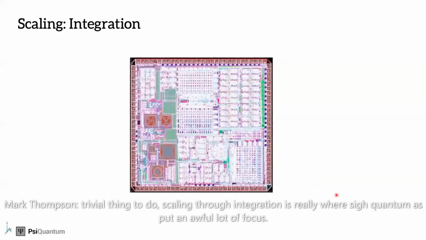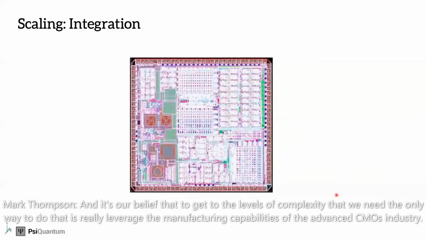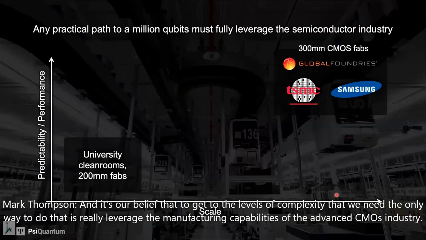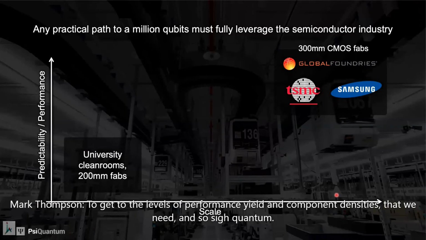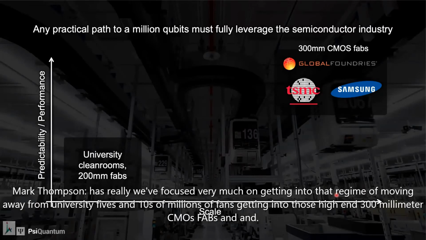Scaling through integration is really where PsiQuantum has put an awful lot of focus. And it's our belief that to get to the levels of complexity that we need, the only way to do that is really leverage the manufacturing capabilities of the advanced CMOS industry to get to the levels of performance, yield, and component densities that we need. And so PsiQuantum has really focused very much on getting into that regime of moving away from university fabs and 200mm fabs, getting into those high-end 300mm CMOS fabs.